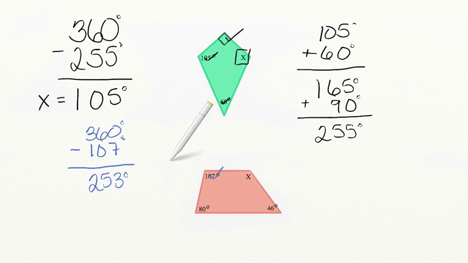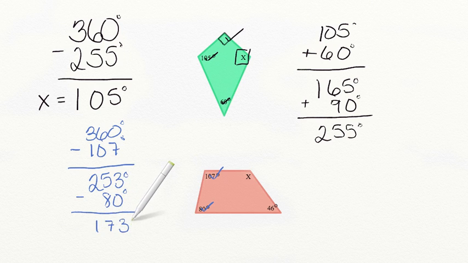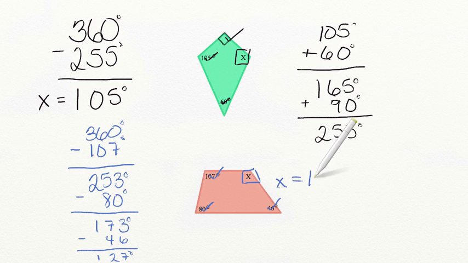So now I'm ready to subtract my next angle. I'm going to subtract 80 degrees. When I subtract 80 degrees from 253 degrees, I get 173 degrees. And now I'm ready to continue subtracting and subtract 46 degrees. When I subtract 46 degrees from 173 degrees, I get a value of 127 degrees. And that's going to be my missing value. x has a value of 127 degrees. And I can always check my work by adding all of these known values to see if it equals 360 degrees.